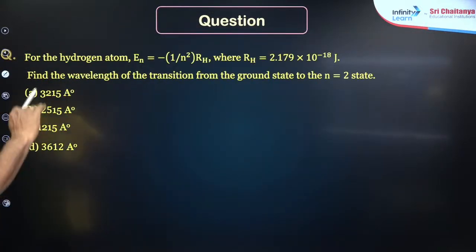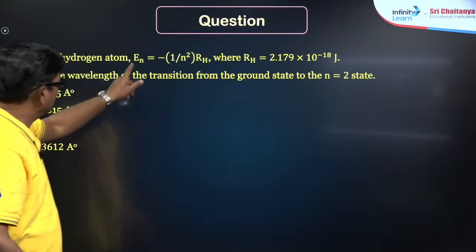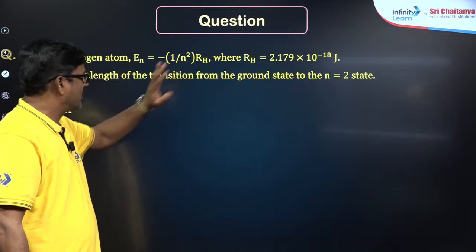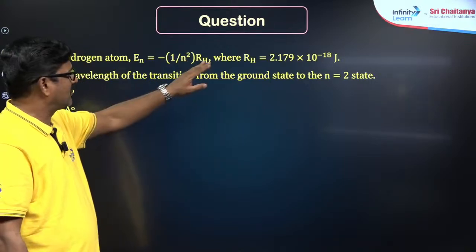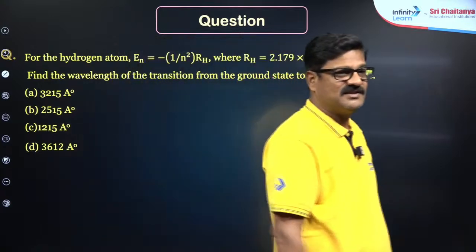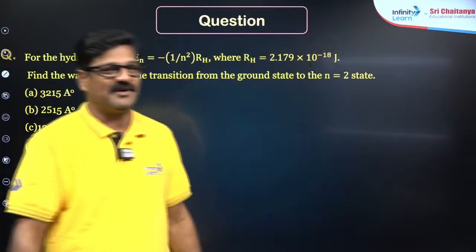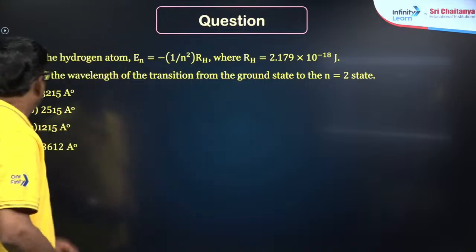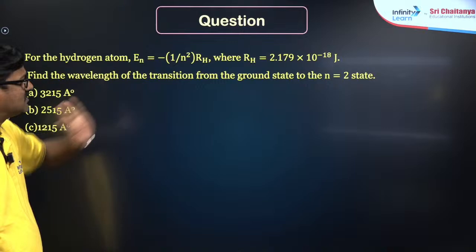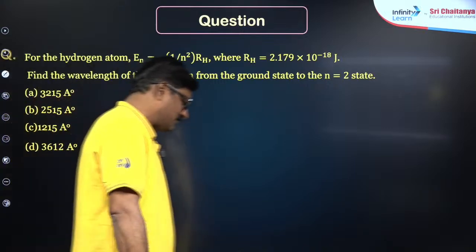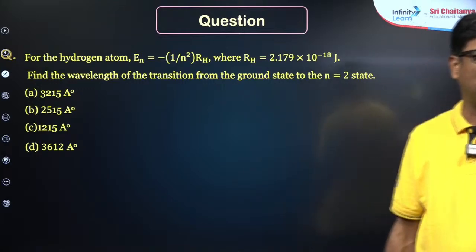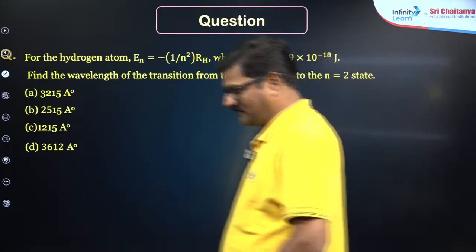Now for hydrogen atom, energy of the electron is given as minus 1 by n square R_H, where R is called Rydberg constant, 2.179 into 10 power minus 18 joules. You used this here. Okay, so find the wavelength of the transition from the ground state to n is equal to 2 state. Let it be. So we will solve this question in one way.